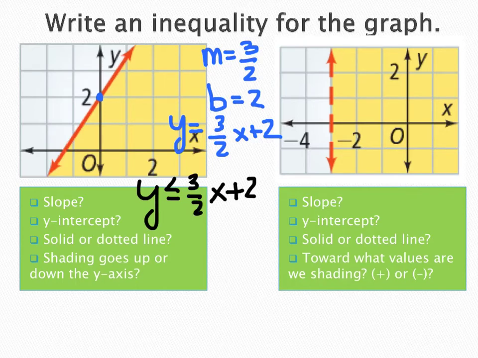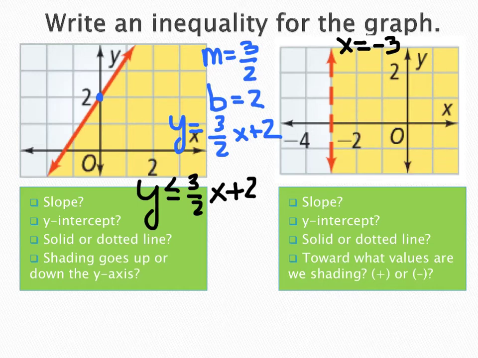Now on the right-hand side, this line's a little bit different. It's a vertical line, so I know vertical lines have the equation x equals, and it's going to be x equals -3. So because I have a dashed line, I know that I'm not going to have an equal to symbol. And this is a little different because I don't have y values that I'm looking at. For this line in particular, I want to shade values that are bigger than -3, right?